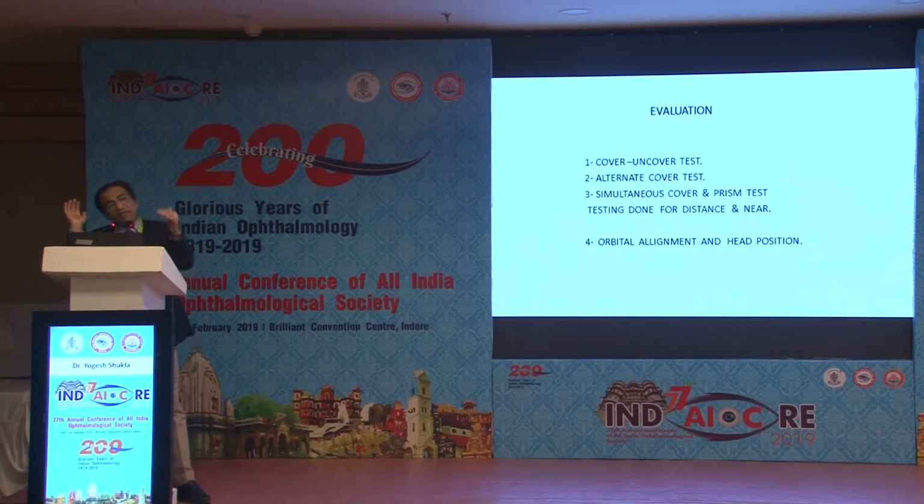And all these tests have to be done for distance and near, because there could be a disparity between distance and near. In myopic patients, for example, and in hypermetropic patients also, the distance may be different, the near may be different. Exotropic patients also may differ, because you might have a divergence excess. Actually, the term divergence excess is not used now. We have basic strabismus, the tonic strabismus, and the abnormal AC/A ratio that we see for exotropia also.